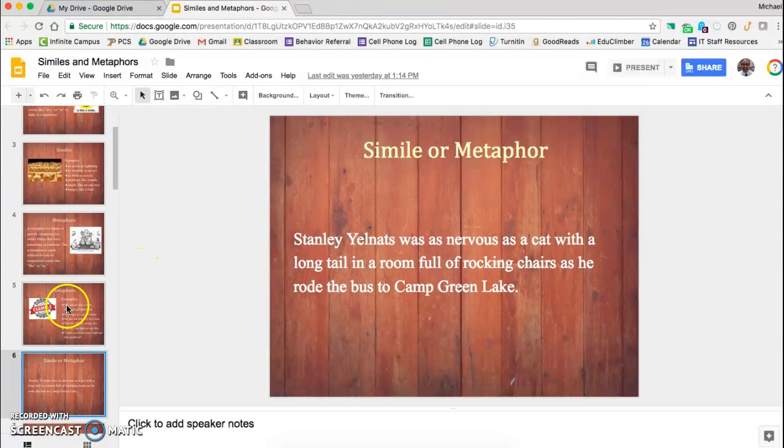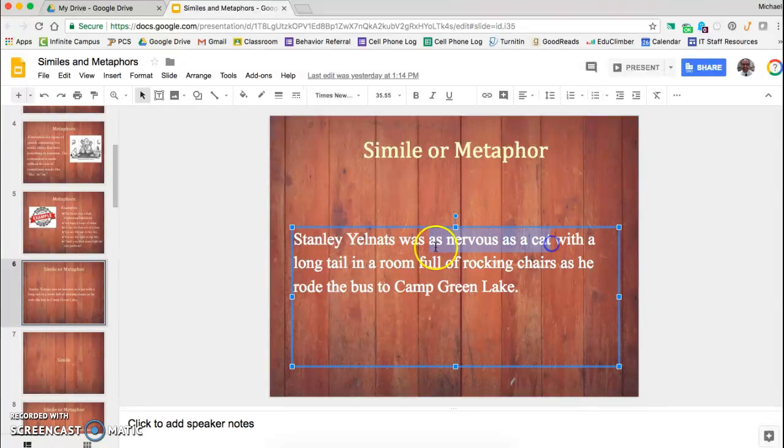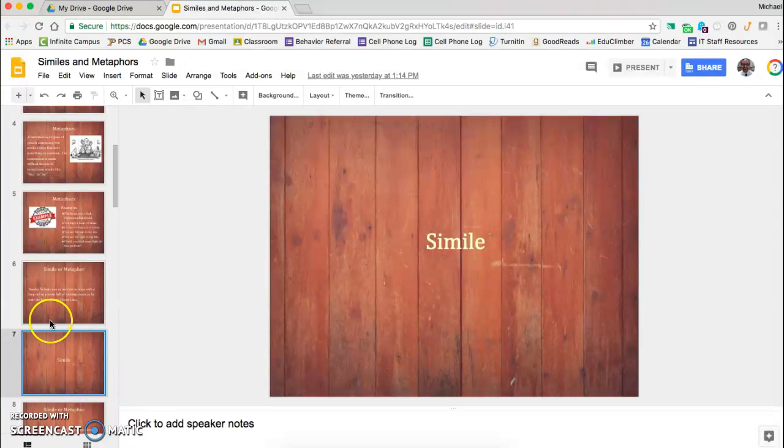So let's look at some examples. You'll notice that these all come from the story Holes. But anyway, let's look at these examples and decide whether a simile or a metaphor is used. One of them will be used for each of the questions. So it says, Stanley Yelnats was as nervous as a cat with a long tail in a room full of rocking chairs as he rode the bus to Camp Green Lake. He was as nervous as a cat. So it uses "as" twice, just like the examples we saw. So this would be a simile.